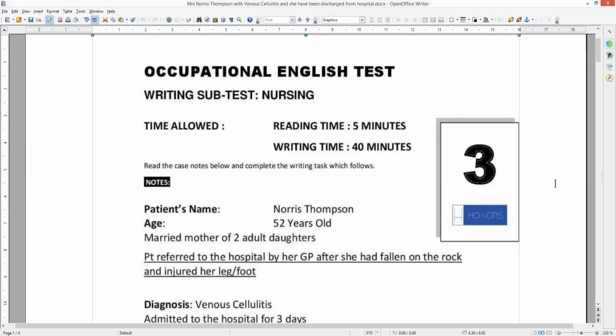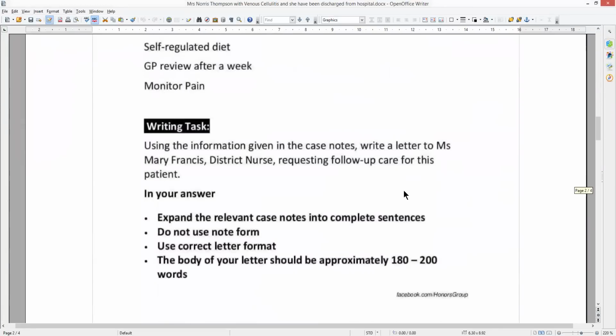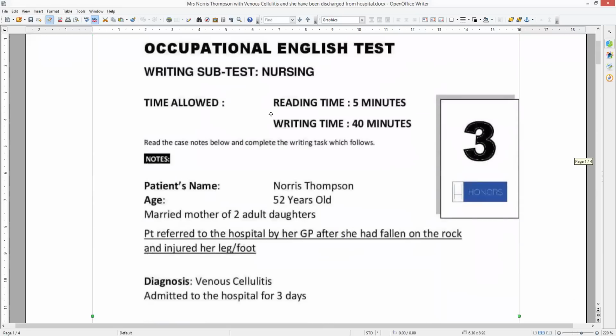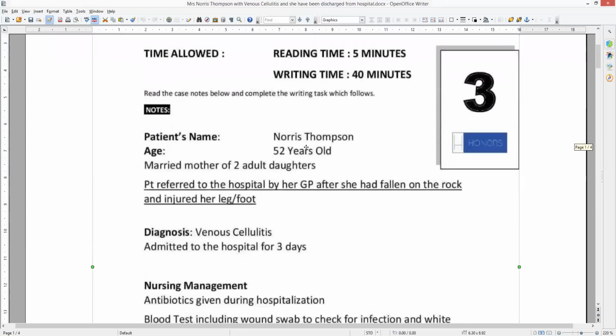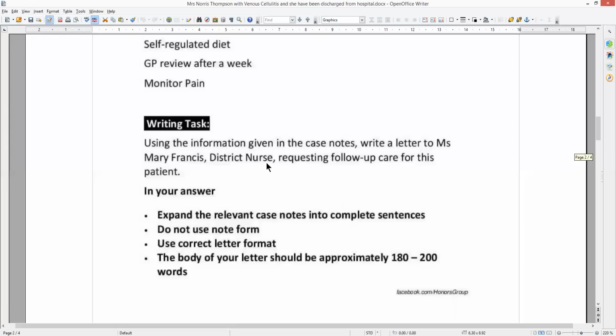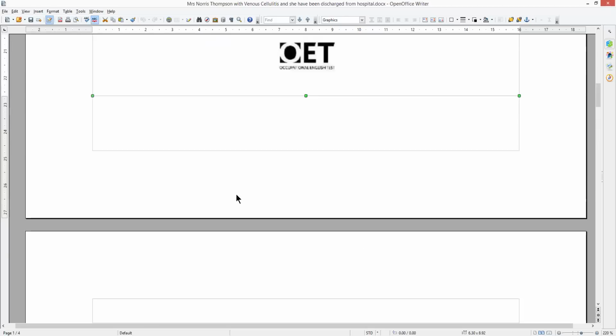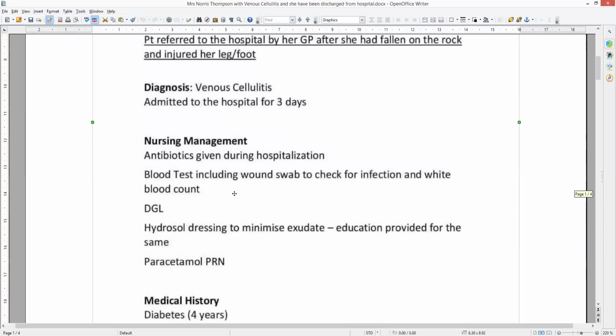So first things first then, what do we do? Well, we go straight into the task, as always. Who are we writing to? What's the purpose? Why are we writing this? So we're writing a letter to the district nurse. So we are the nurse here. We've got to write to the district nurse requesting follow-up care for this patient. So she's being discharged from hospital. GP is going to see her after the week, but we need to give her, well, you, the district nurse.